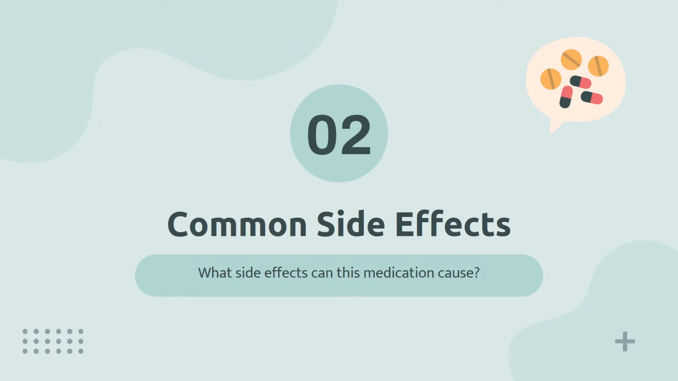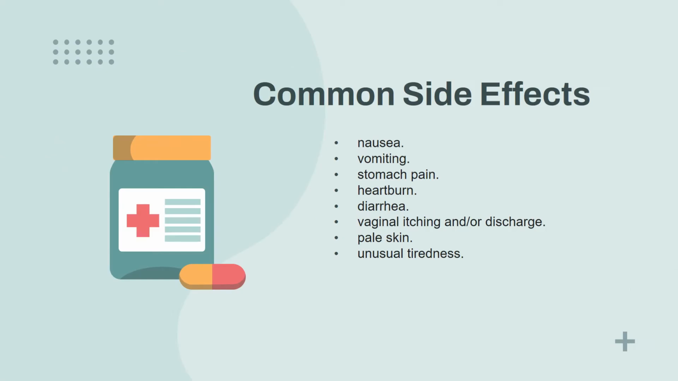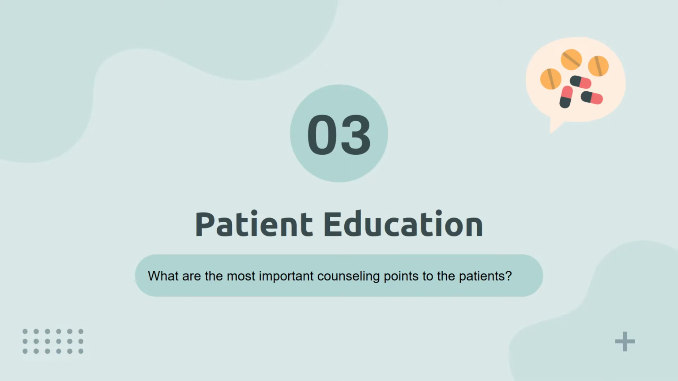Now, what side effects can this medication cause? Common side effects reported by patients taking ciprofloxacin are nausea, vomiting, abdominal pain, heartburn, diarrhea, vaginal itching or discharge, pale skin, and unusual tiredness. What are the most important counseling points for the patient on ciprofloxacin?